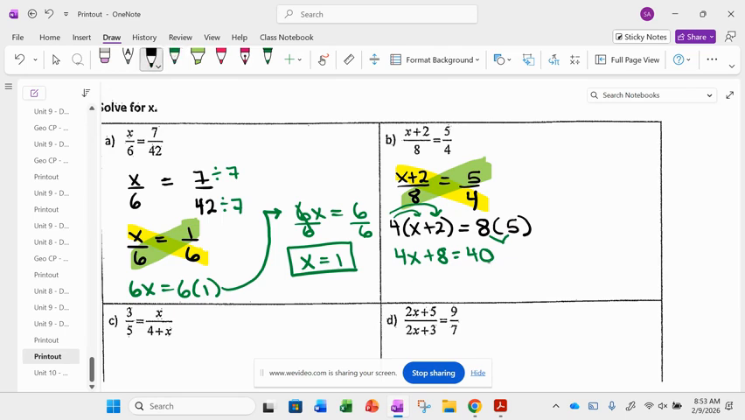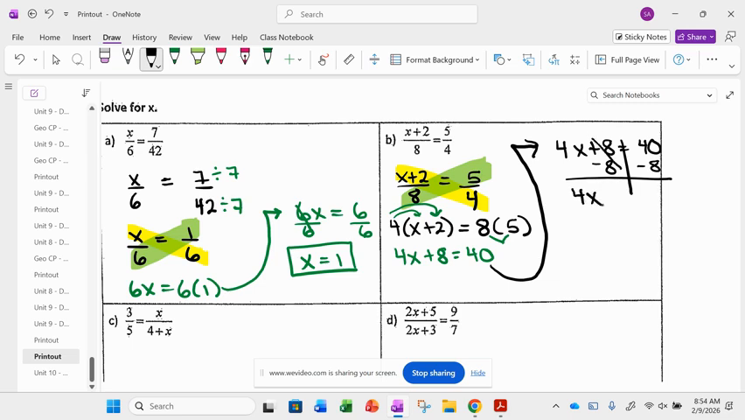And now this is a normal equation that we know how to solve. I'm going to bring it up here. So now we have 4x plus 8 equals 40. I'm going to subtract 8 on both sides. So now we have 4x equals 32. Divide by 4 on both sides, and we get x is equal to 8.